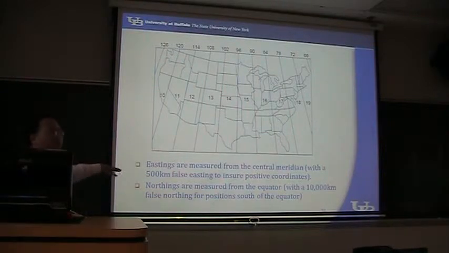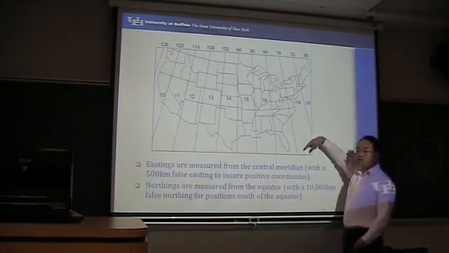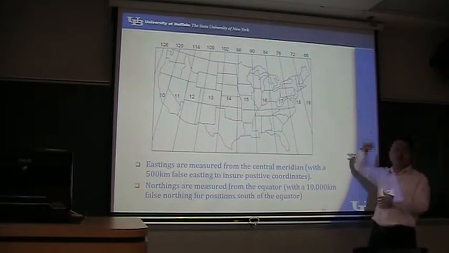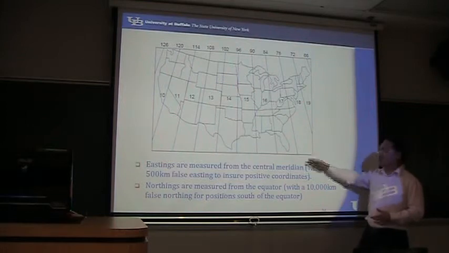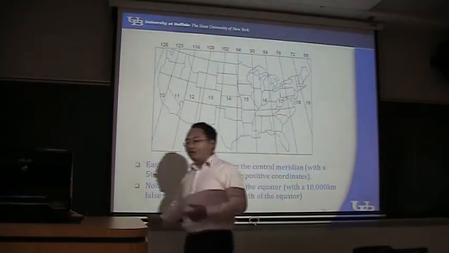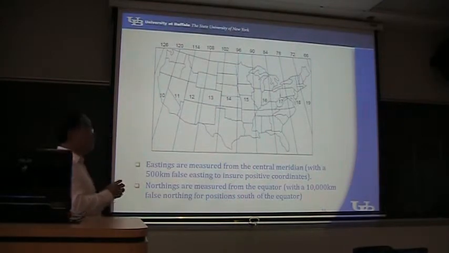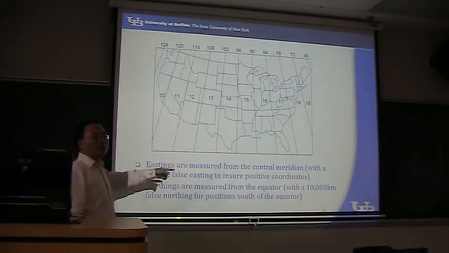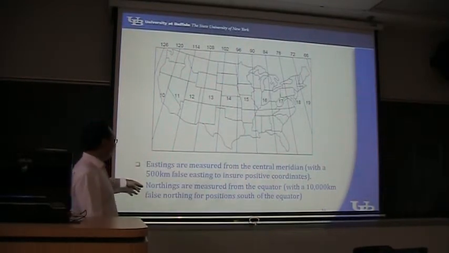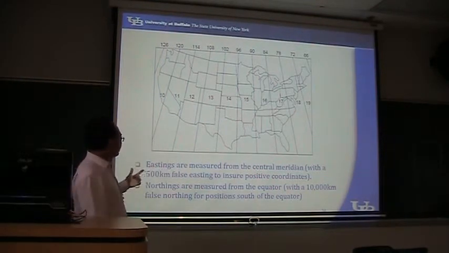And each UTM zone is divided into, for example, UTM 18 is divided into two parts: UTM 18 north, which is to the north of the equator, or UTM 18 south, which is to the south of the equator. And within each UTM zone, we have two numbers or two coordinates called easting and northing. Easting is equal to x, and northing is equal to y. And we use meter as the unit.